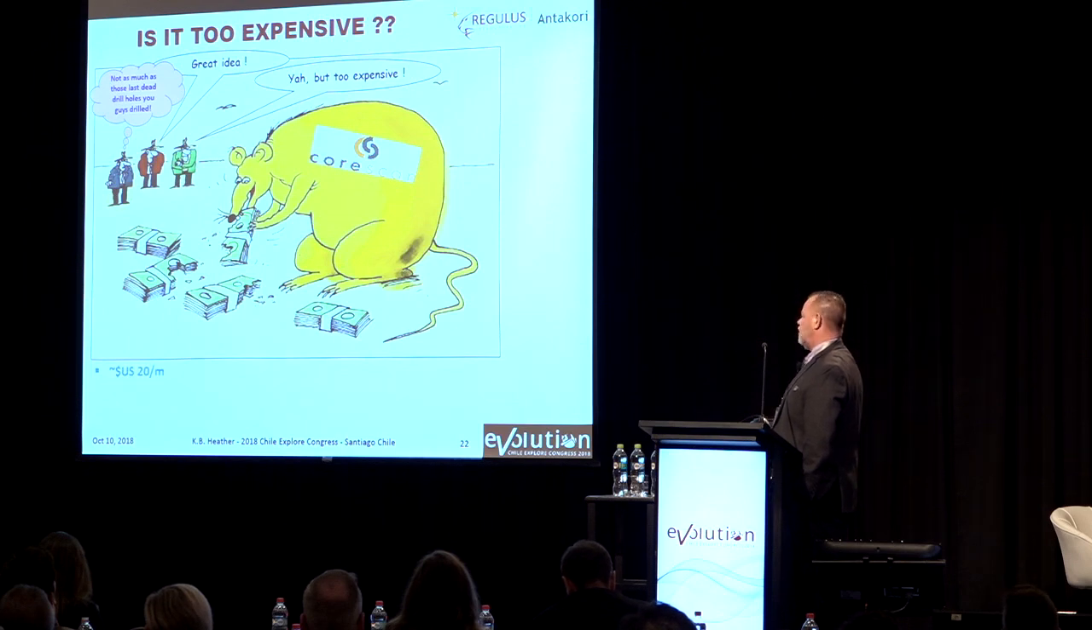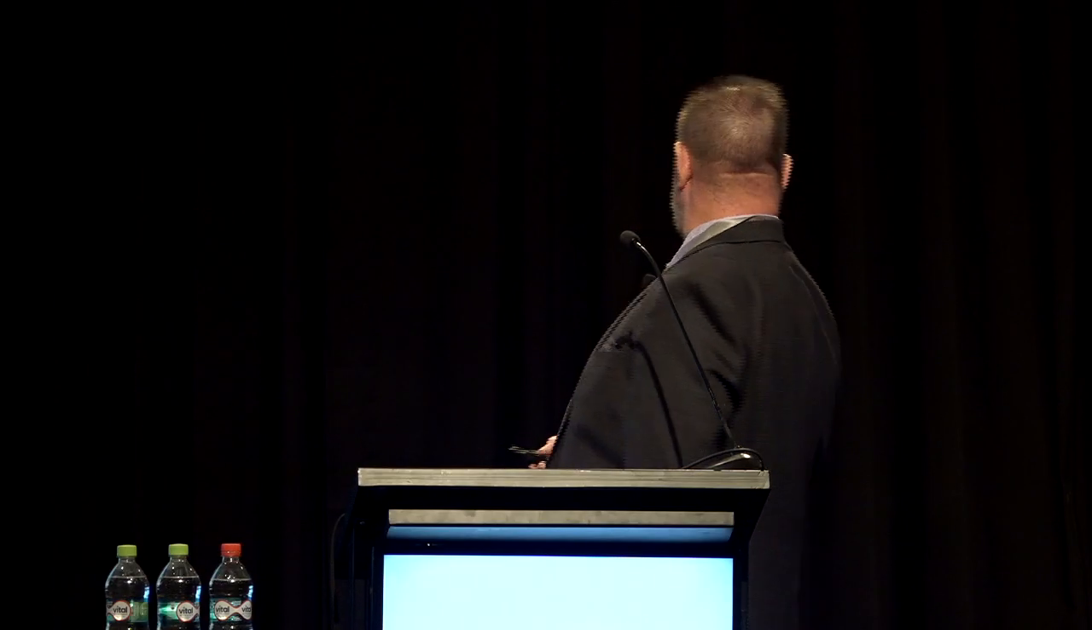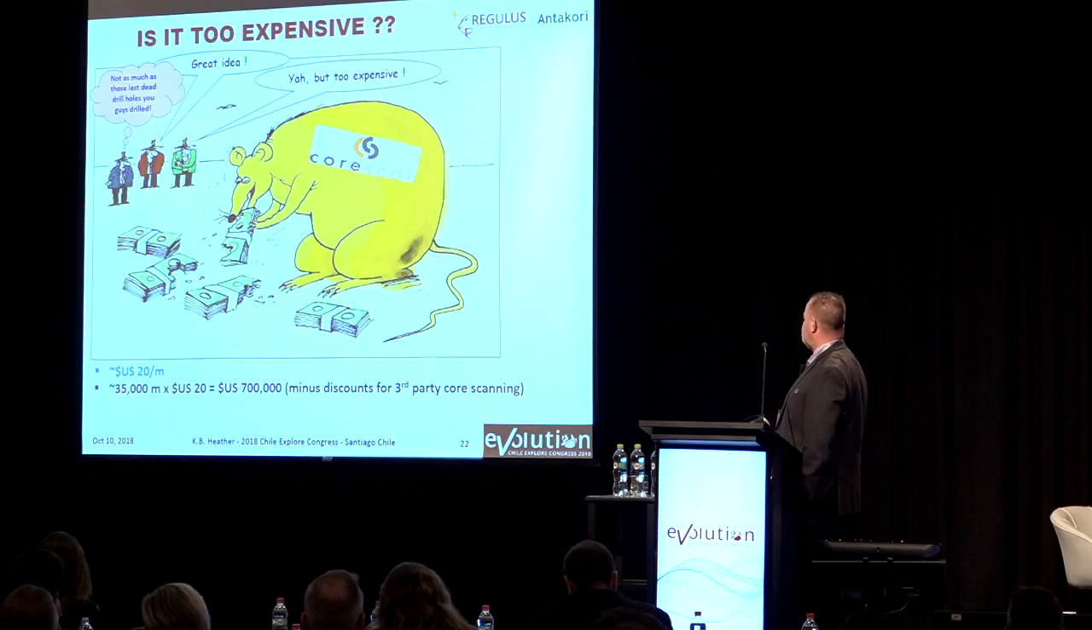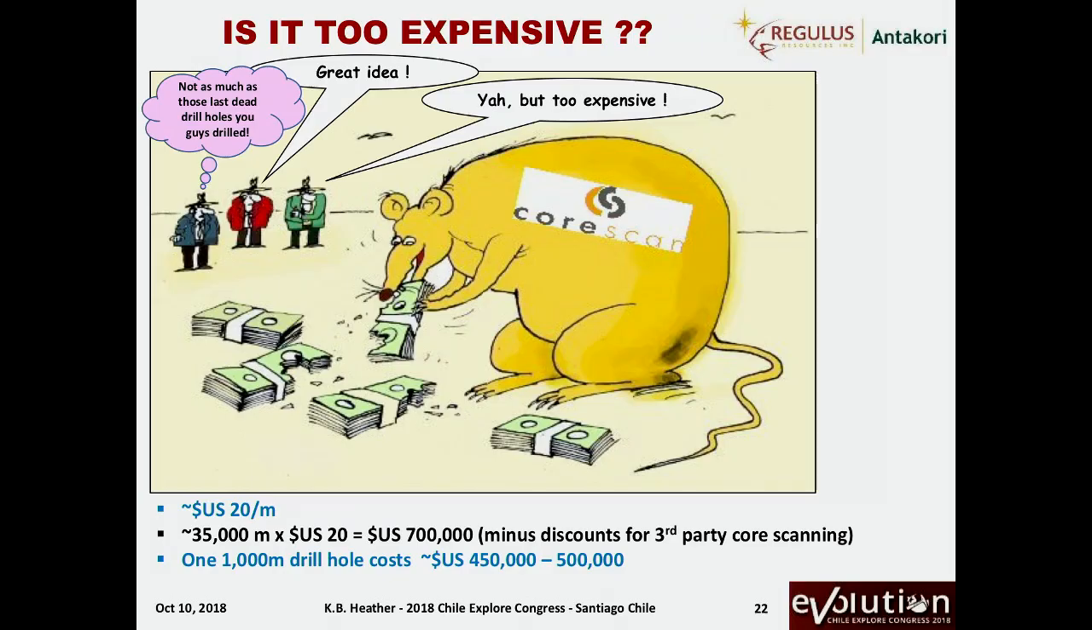So roughly we're paying, and I'm not sure if I'm supposed to show this, but it's roughly between $20 and $25 a meter. So we're paying close to $700,000. Sounds like a big amount of money, but one 1,000 meter drill hole in our project costs close to $500,000. So I only have to screw up one drill hole, and I've paid for all that core scanning.